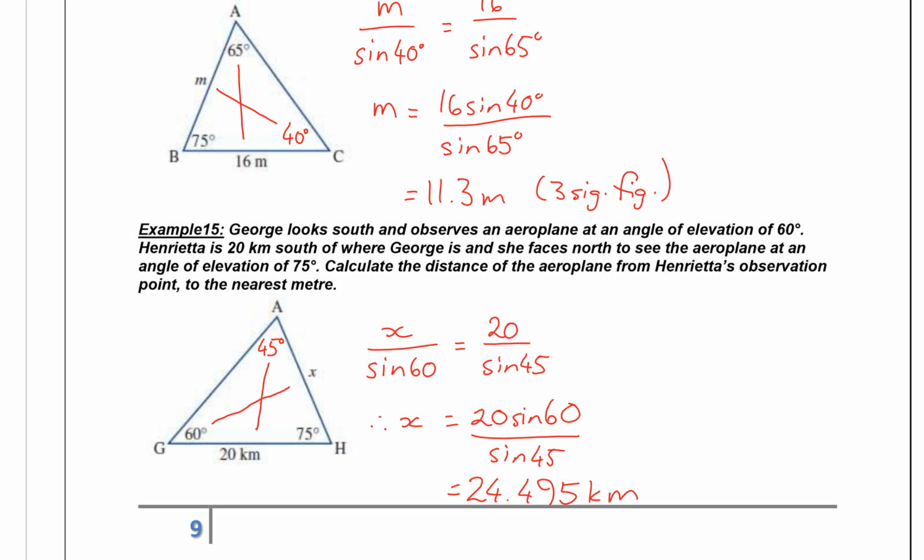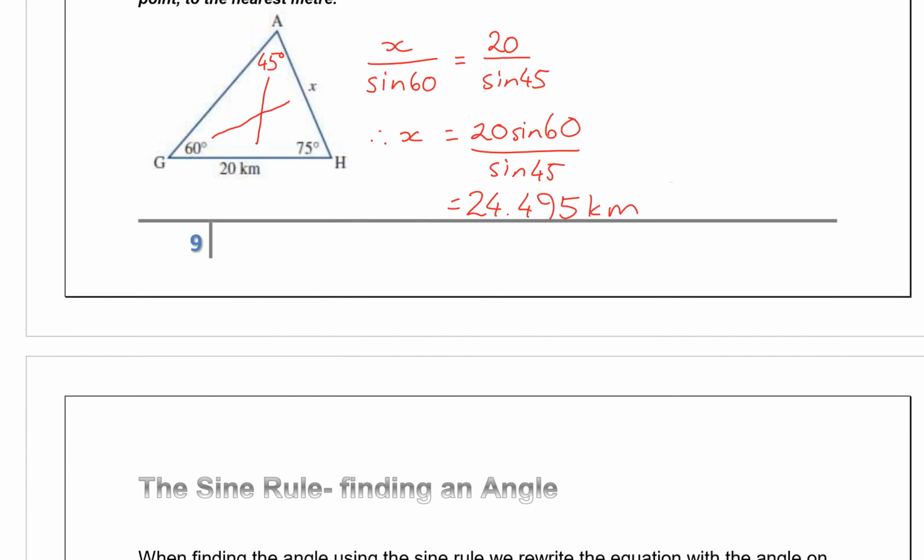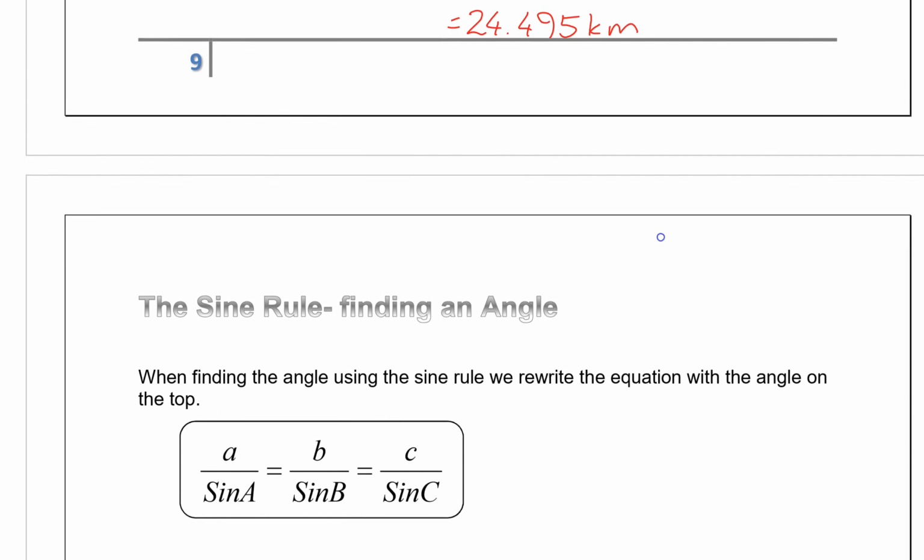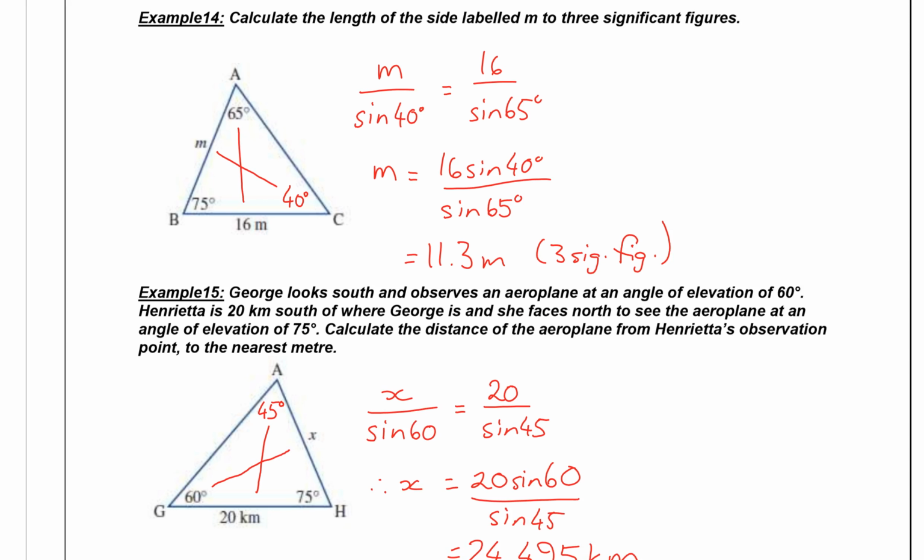Right. My answer is in kilometers, but it's to the nearest meter, which is the 3rd decimal place there. Rightio, that's using the sine rule. Now, we can also use the sine rule to find an angle. I'm going to chuck that in this video.